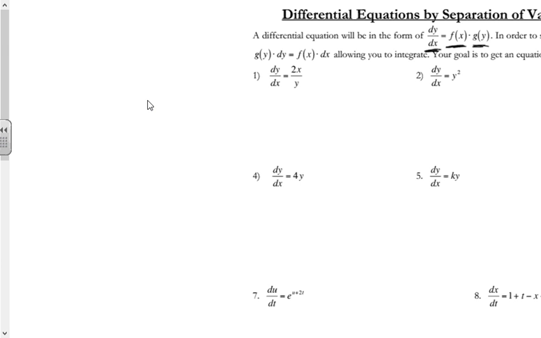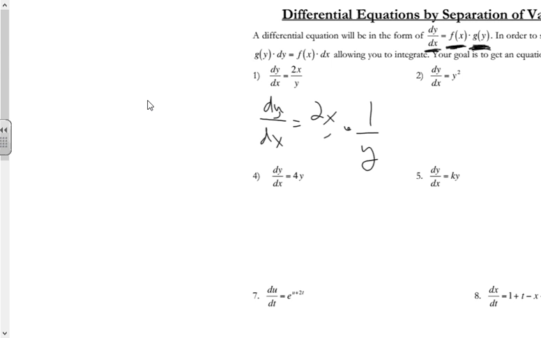So I'm looking at number 1 here. I see dy over dx equals 2 times x times 1 over y. So you see how I thought of this as f of x times g of y. So here's the x function, here's the y function. As is, that's hard to integrate. So what we're going to do is separate the y's with the dy's and get the x's with the dx's.